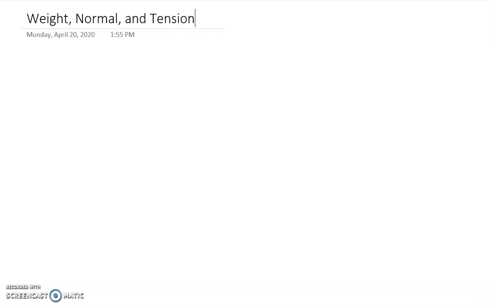Hey everybody, the first three types of forces that we're going to learn about today are weight, normal, and tension. Let's start with weight. It's actually also known as the force of gravity.